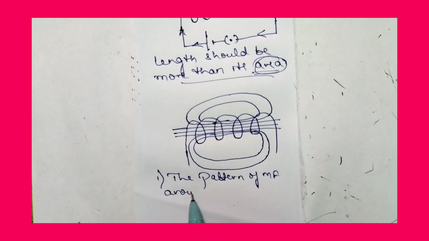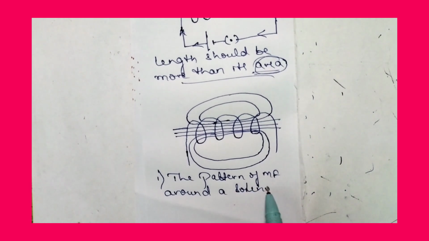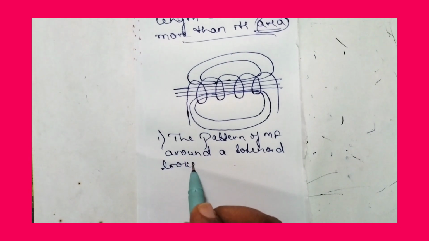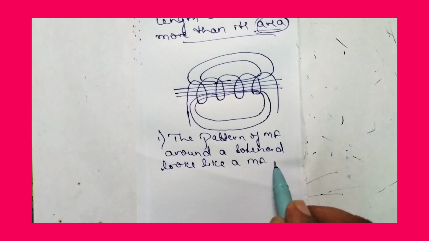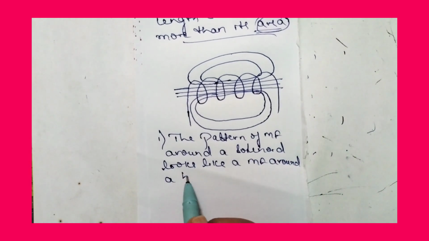Examination question. Around a solenoid looks like a magnetic field line pattern around a bar magnet.